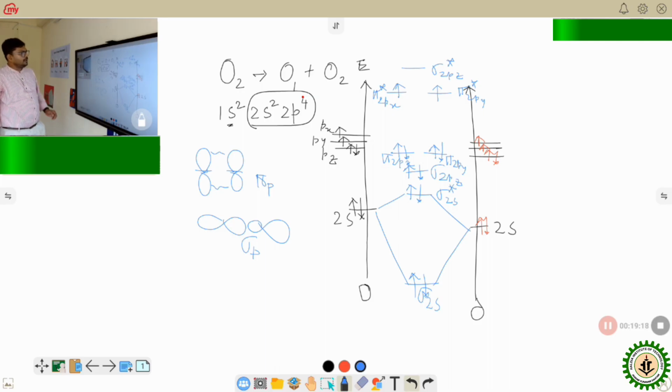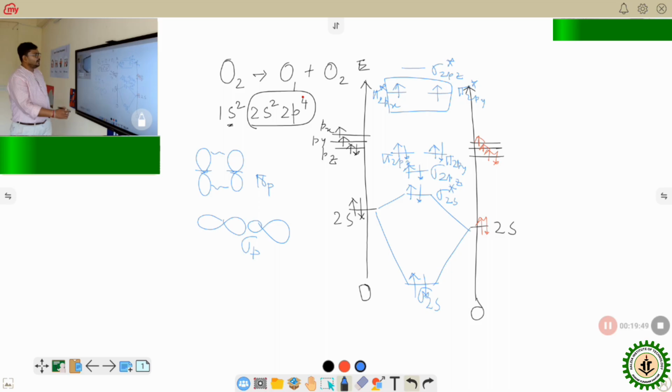So now we need to answer the question why oxygen is paramagnetic in nature. Look at these 2 pi star orbitals. Here you have 2 unpaired electrons. Just because of the presence of these 2 unpaired electrons, oxygen is paramagnetic in ground state. And also because of these 2 unpaired electrons, oxygen is triplet in nature.